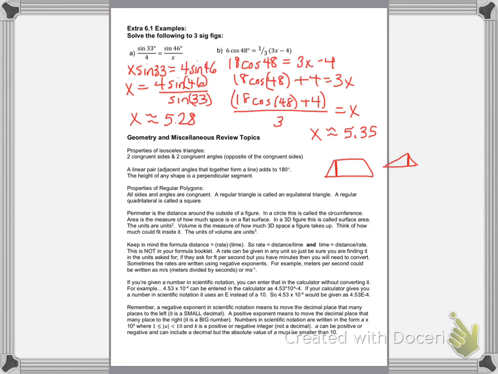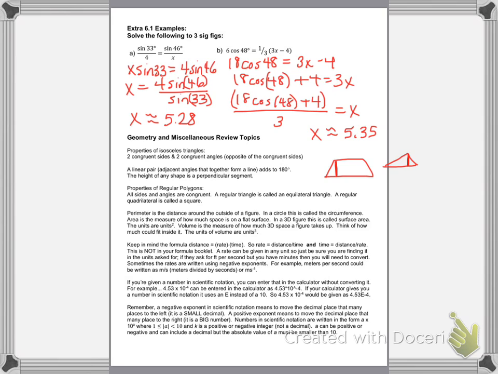Okay. Regular polygons, a regular polygon means that all the sides and the angles are congruent. So think about a stop sign. As far as I know, every side on that stop sign is the same length, and that would be a regular octagon. A regular triangle, the special name for that is an equilateral triangle. All the sides are equal. And a regular quadrilateral is a square. All the sides are the same.